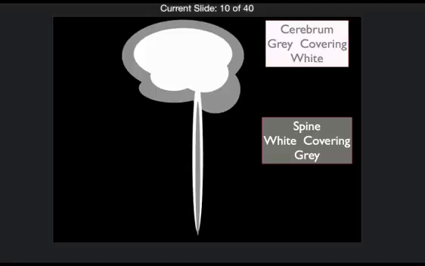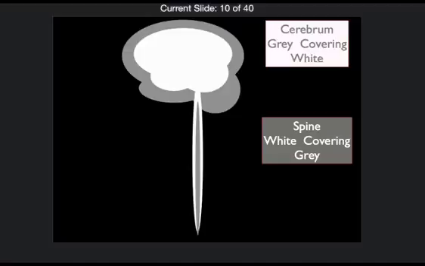But in the cerebrum, the gray covers the white matter. In the spinal cord, the white covers the gray. Does anybody have some thoughts about why that contrast exists? Say it louder.